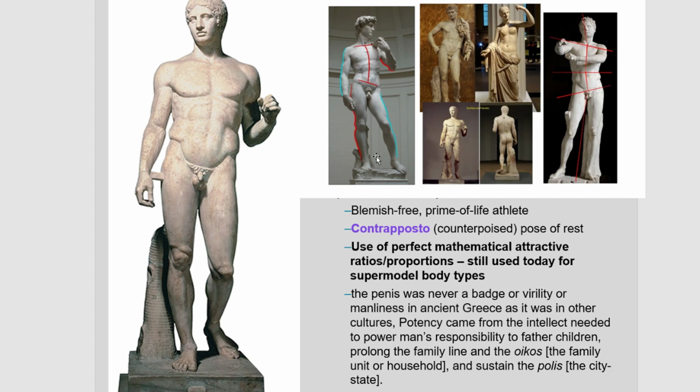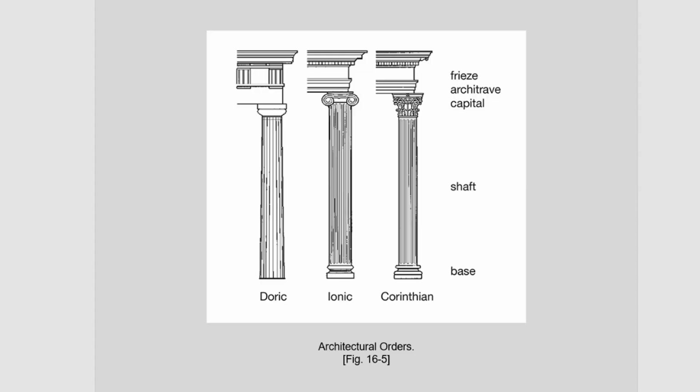And if you ever wondered why Greek sculpture might have small penises, it's because they didn't consider that an ideal for a man. It was never a badge of virility or manliness in ancient Greece to have a large penis. So the potency came from the intellect and the ability to run your family, to sustain the society, etc. So that is why that's that.